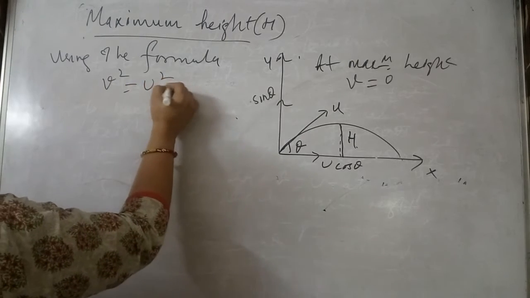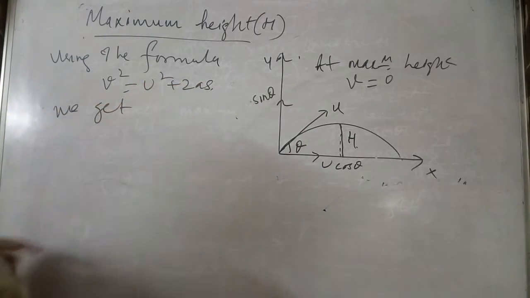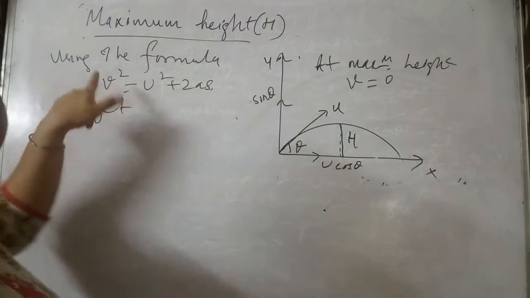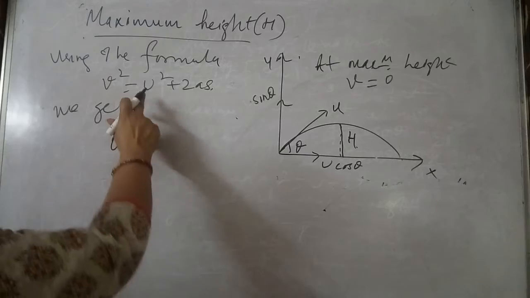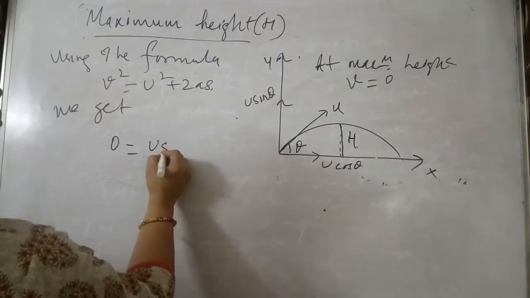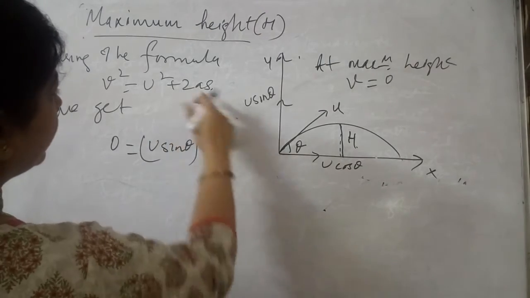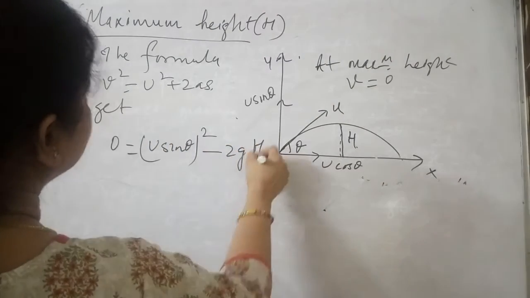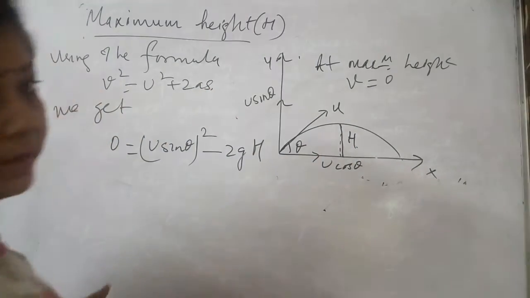v square is equal to u square plus 2as. We get final velocity 0, so instead of v we are taking 0. 0 square is 0. Instead of u, what will we take? u sine theta. So this becomes u sine theta whole square minus, because g is negative, minus 2gh. Instead of s, we are going to write h, because that is the maximum height we are trying to find out.